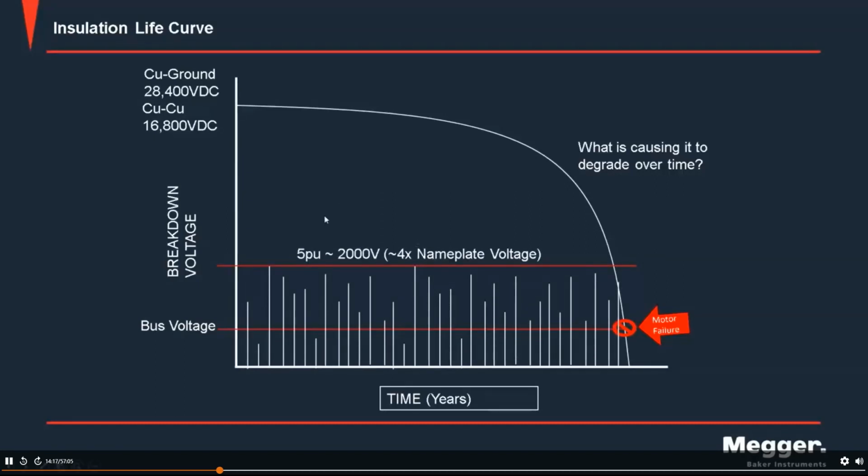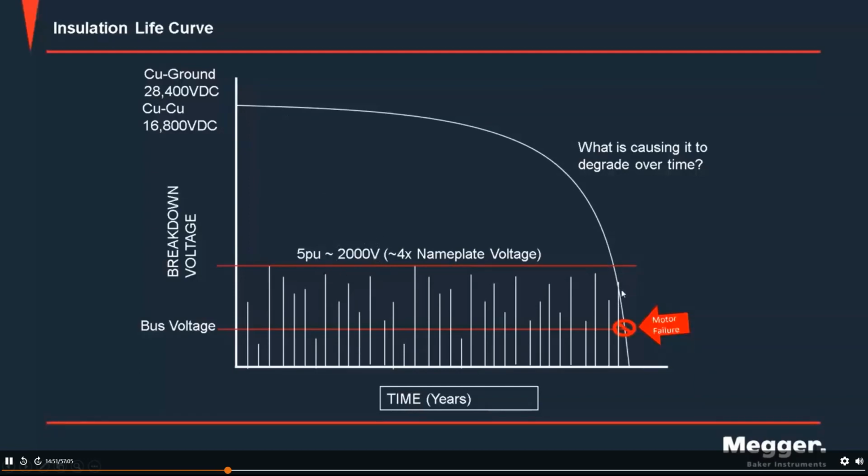So one of the things that a lot of people aren't aware of is that your motors endure a much higher voltage stress in its day-to-day operation. Just by the normal switching, the motor is exposed to voltage levels as high as 4 times nameplate voltage. So again, for that same 460 volt motor, it has a design insulation breakdown voltage of say 28,000 volts to ground, but it has to always be able to endure voltages as high as 2,000 volts.